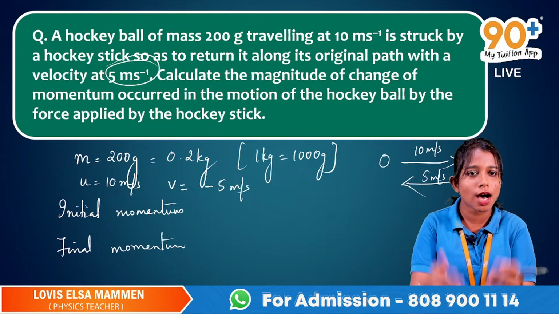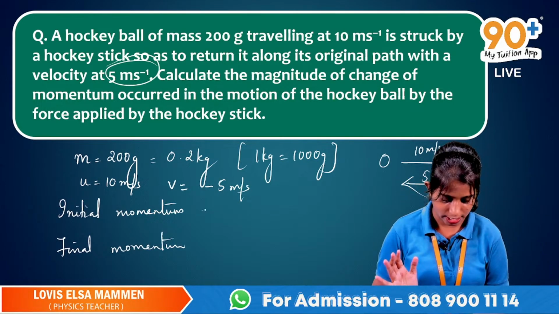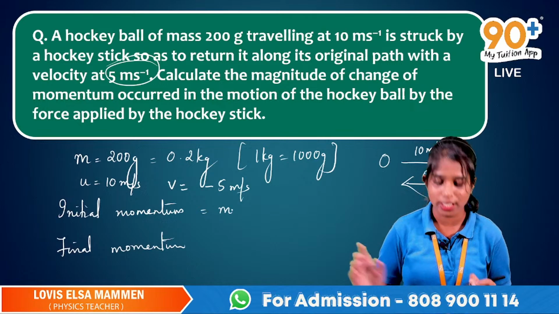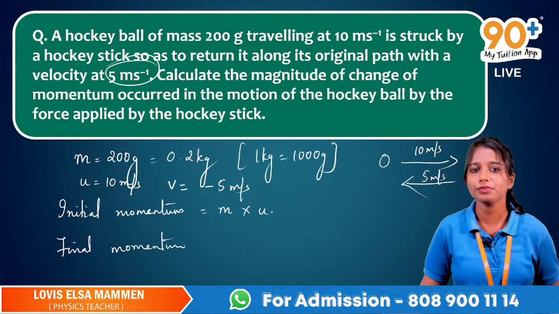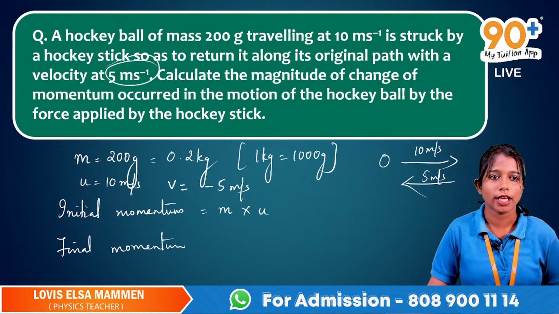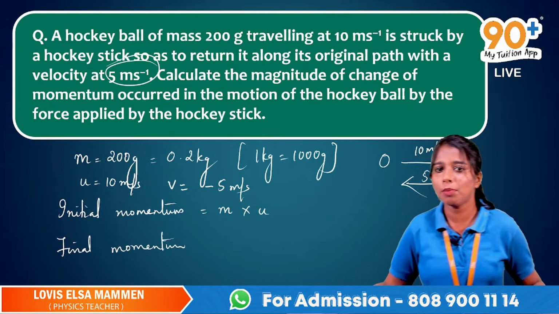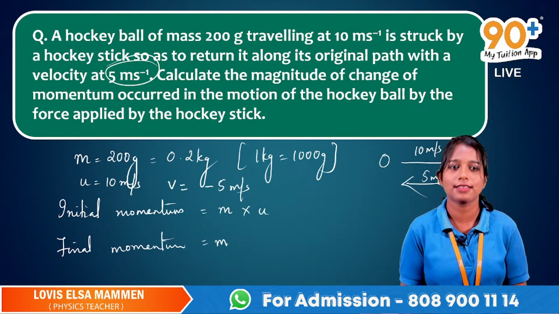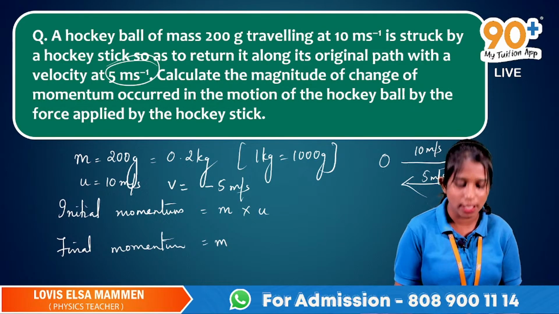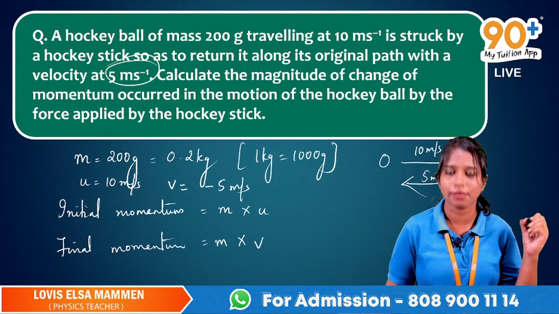Initial momentum is mass into initial velocity, that is m into u. Now, what is final momentum? Final momentum is mass into final velocity, that is m into v.